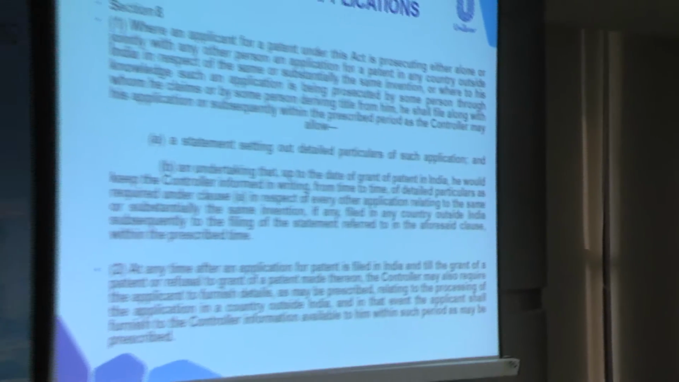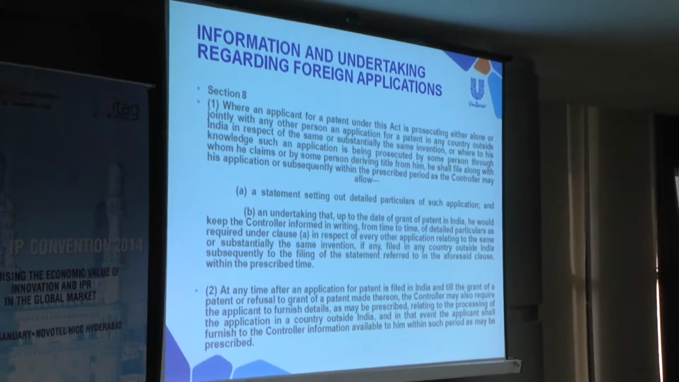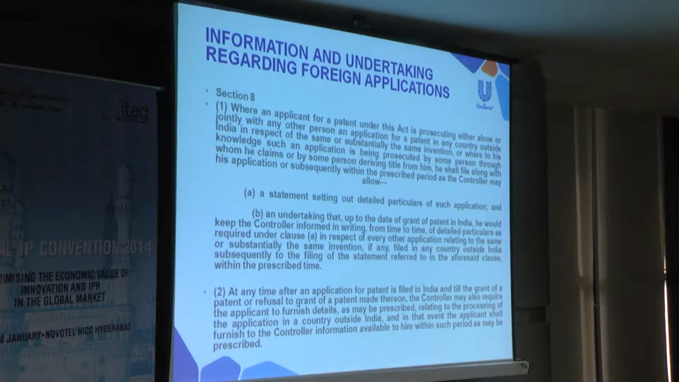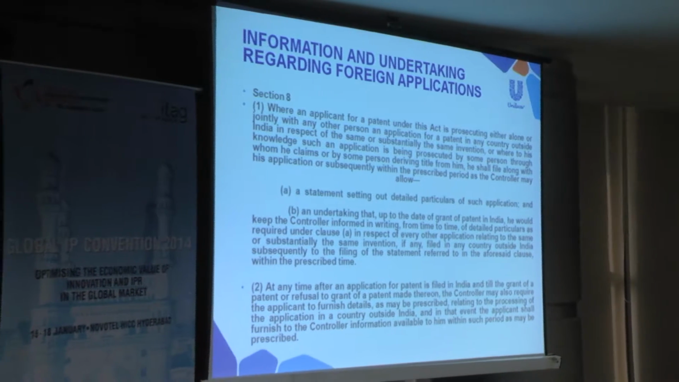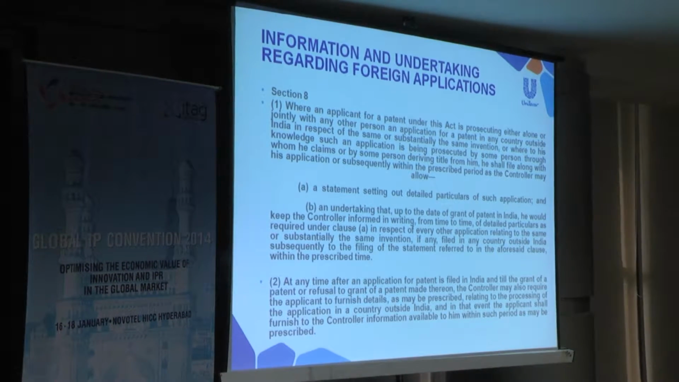There is Section 8.1, A and B. Section 8.1A is simple. You just need to give the detailed particulars of the applications that you file outside. And Section 8.1B is an undertaking that up to the time of grant, you would still be updating the patent office with this information. Whereas when it comes to Section 8.2, it is not voluntary. You don't need to voluntarily disclose it to the patent office, but at the request of the controller, it is essential, and it is becoming more and more essential that you disclose all the information and the information correctly.